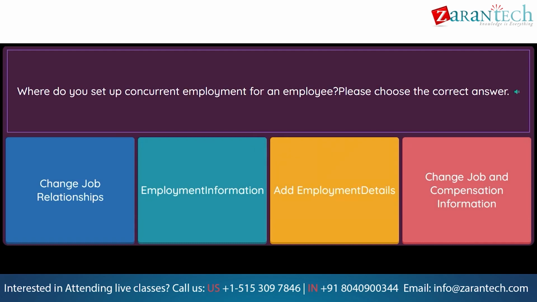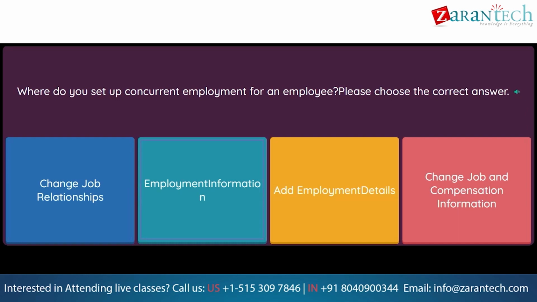Question: where do you set up concurrent employment for an employee? Please choose the correct answer. Option 1, change job relationships. Option 2, employment information. Option 3, add employment details. Option 4, change job and compensation information.